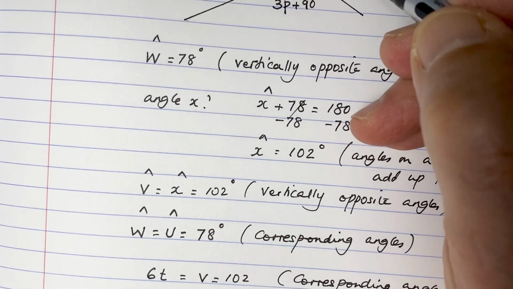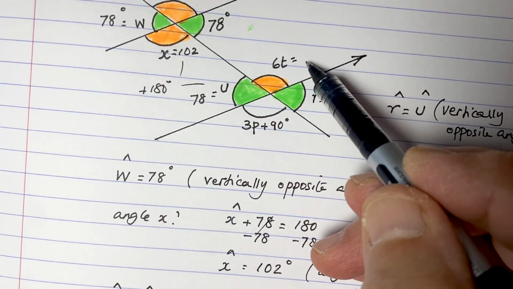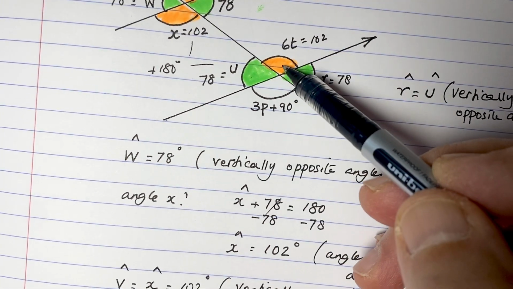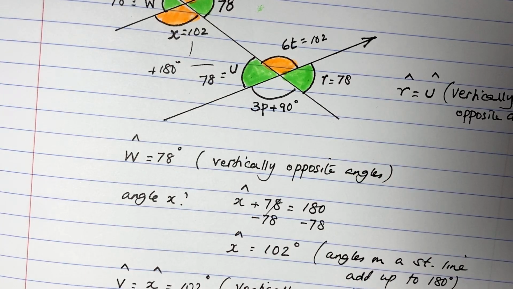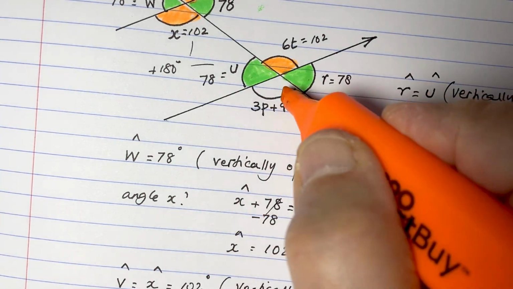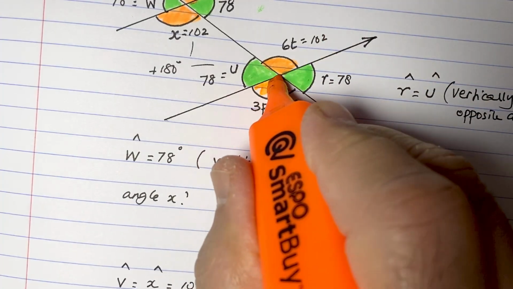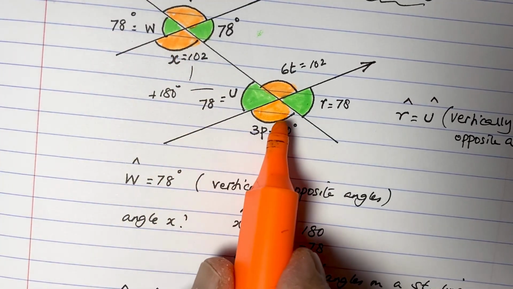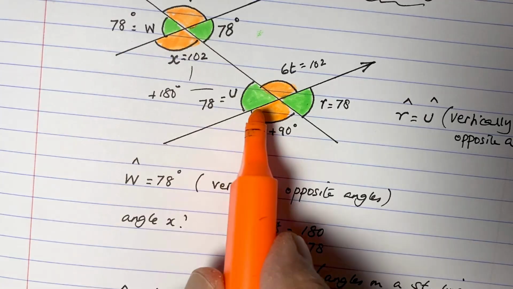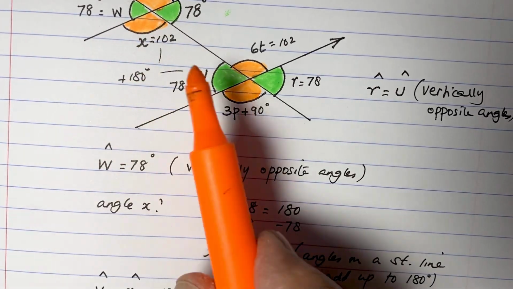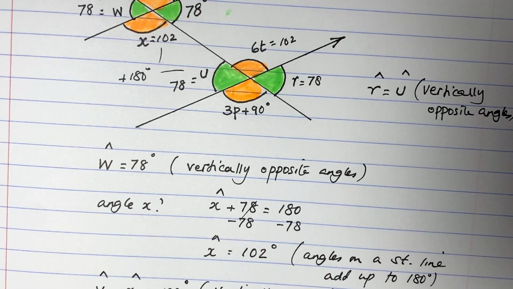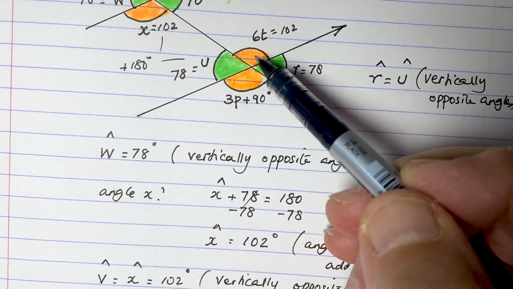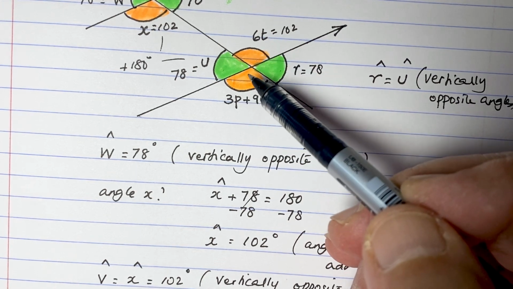But 6T would be here, 102. But 6T and 3p plus 90, they're the same. They're vertically opposite angles. Or you could say x and 3p plus 90 are corresponding angles. They're both the same type of angles and they correspond to the same side of the line. So it's up to me. I shall go for the corresponding, or I can go for vertically opposite angles.